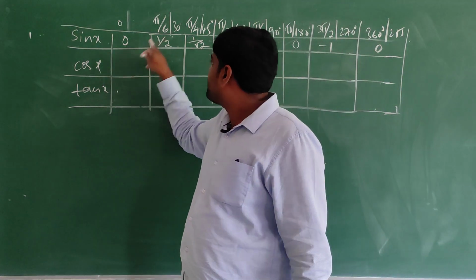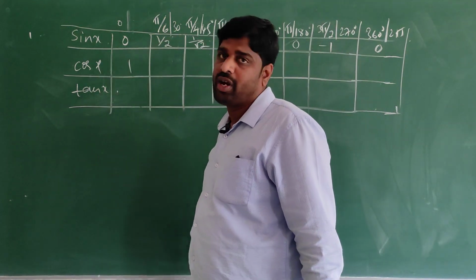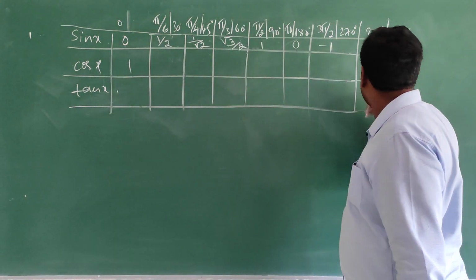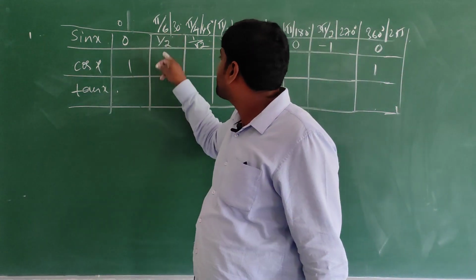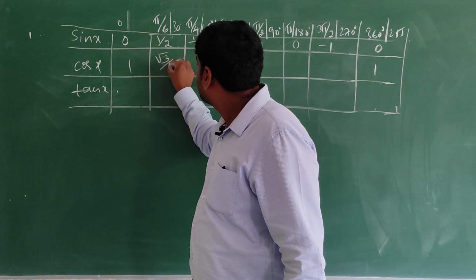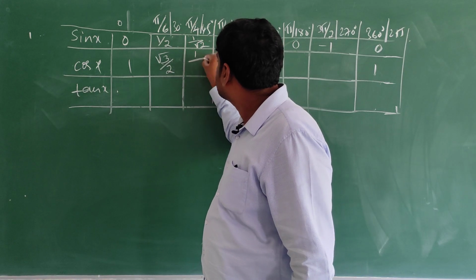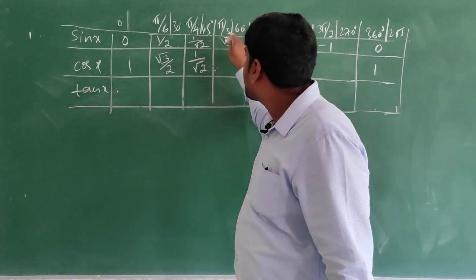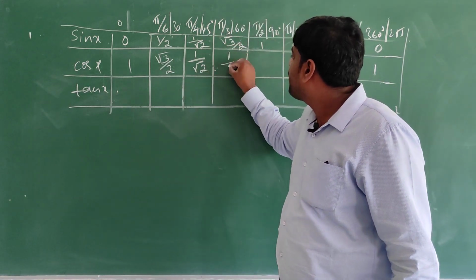And cos 0 is 1. And cos 360 is also 1. Cos pi by 6 is root 3 by 2. Cos pi by 4 is 1 by root 2. Cos pi by 3 is 1 by 2.